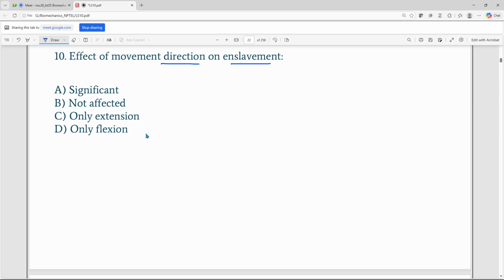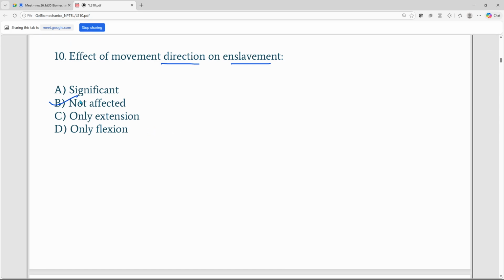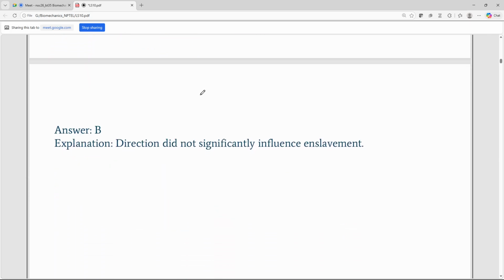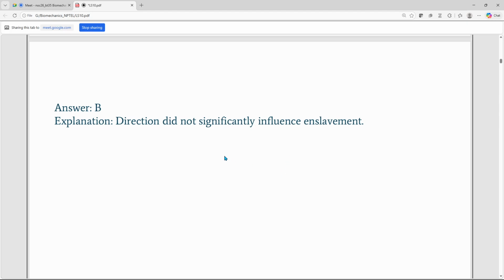Yes, correct answer. Option B, it's not affected. The movement direction was not influencing the enslavement. Direction did not significantly influence the enslavement. The answer is option B.